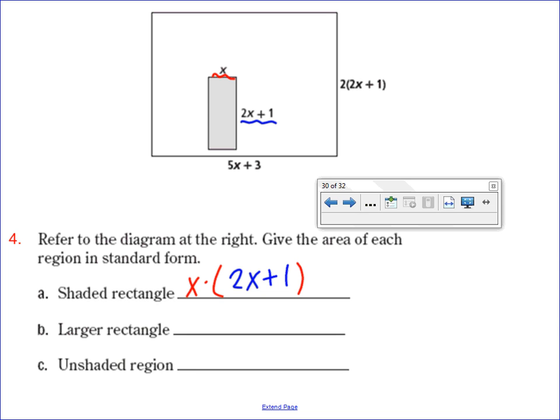No, that's factored form again. So to get standard form, what do we do? Well, we'll go ahead and distribute that outside factor through the parentheses and rewrite in standard form. So it looks like 2x squared plus x. That is in standard form.